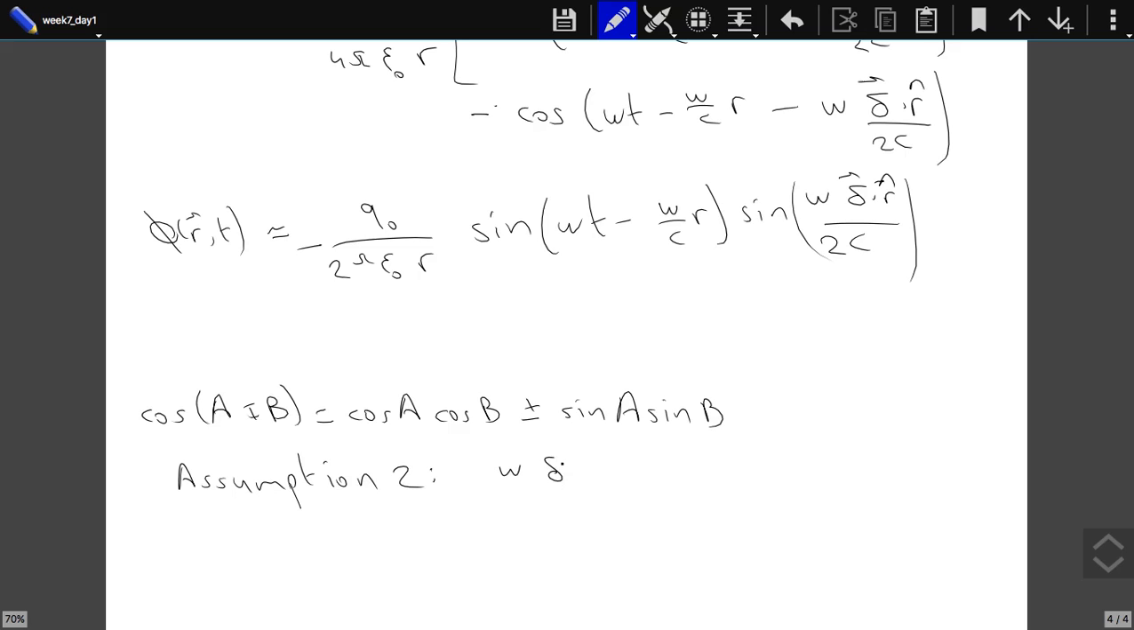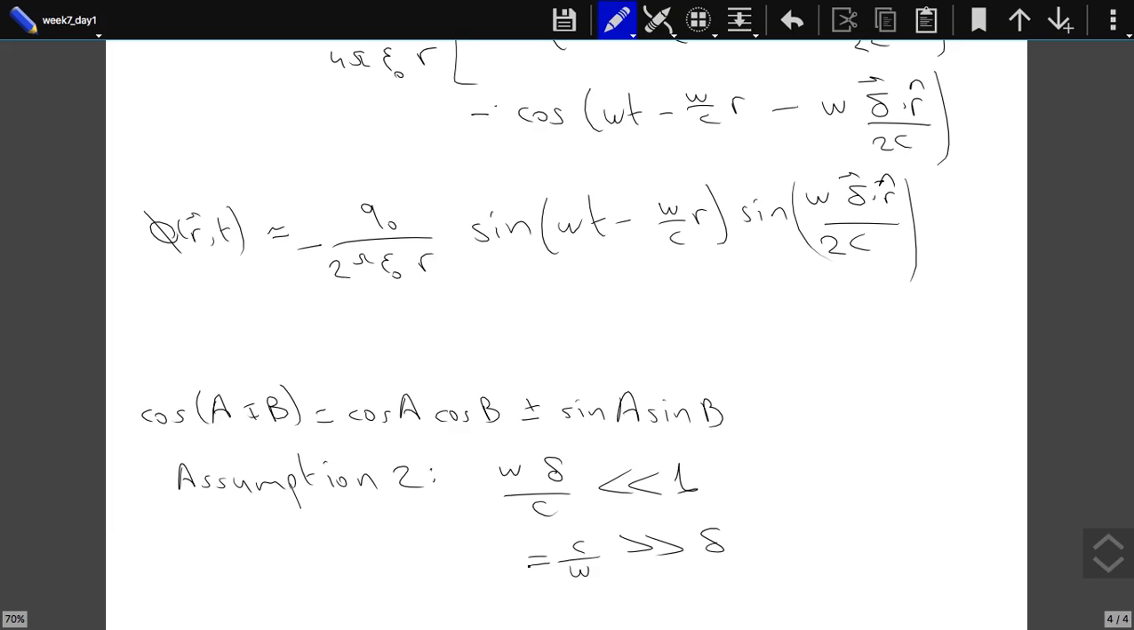That is, omega delta over c is much, much smaller than 1, or c over omega is much, much larger than delta. What is c over omega? If c is the speed of a wave and omega is its angular frequency.